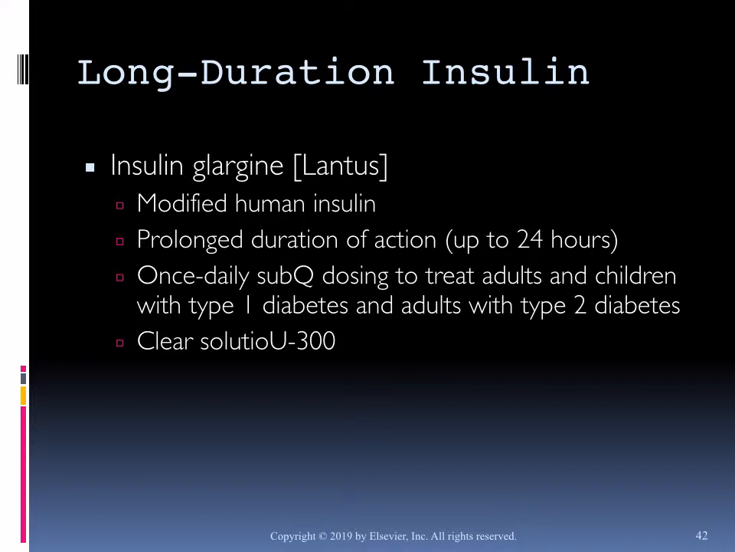And the long acting is basal. A lot of times it's not used like the short acting with meals and to cover your carbohydrates. It's to give a small basal amount of insulin throughout the day and to stimulate the pancreas as much as possible.